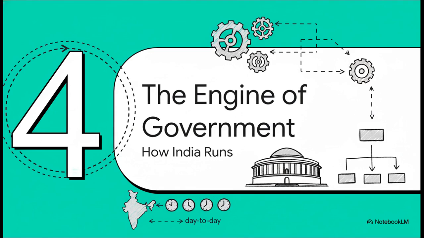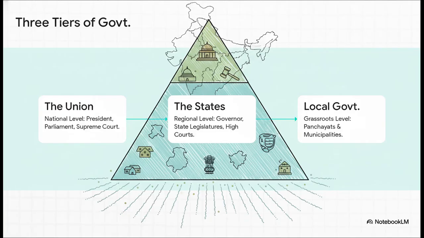Now, the blueprint has to design the actual machinery of government. I mean, how does this huge country actually run from day to day? The Constitution designs a pretty clever 3-tiered system. Right at the top, you have the Union, which is the national government. Then you have the state governments. And, crucially, power is also pushed down to the grassroots level through local bodies. It's like a pyramid of governance.